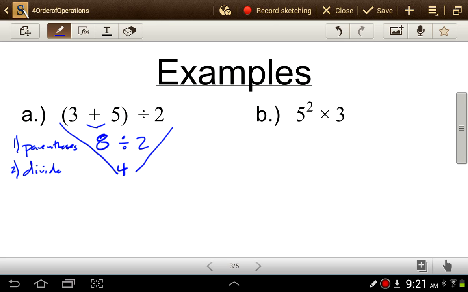Okay, in example B, we have 5 squared times 3. So when I look at my order list, I have no parentheses, but I do have an exponent. So I'm going to do the exponent first. 5 squared is 25 times 3. So first, I'm going to do the exponent. Okay, first step was the exponent. Then I have 25 times 3, which is 75. So second, I multiplied.